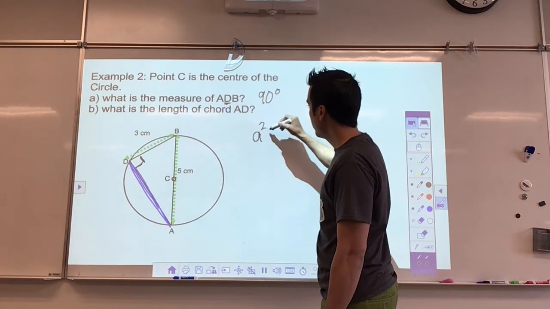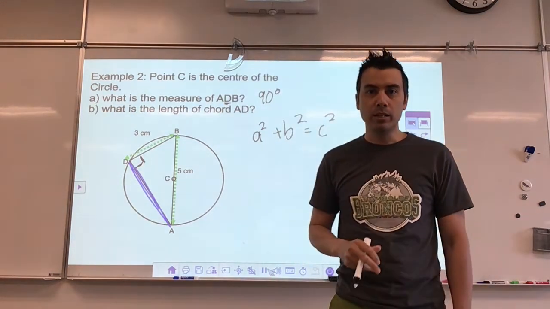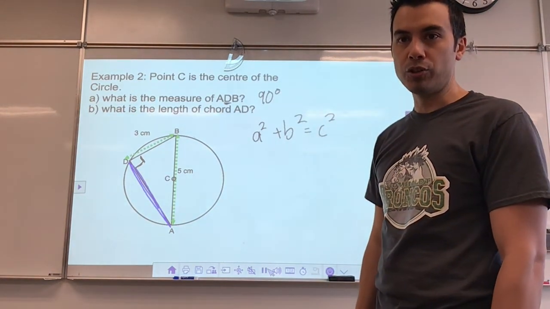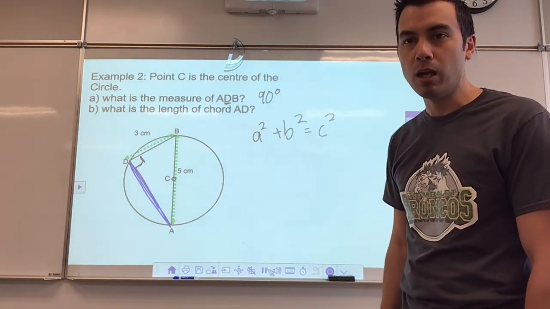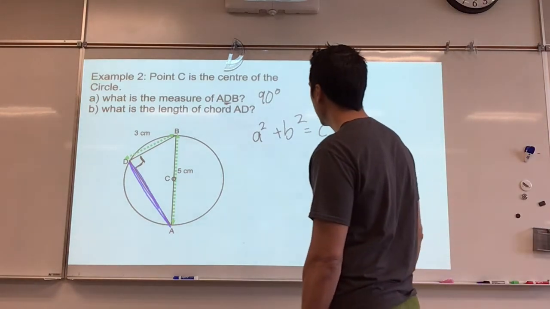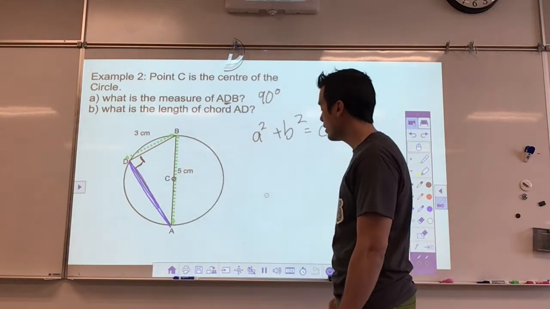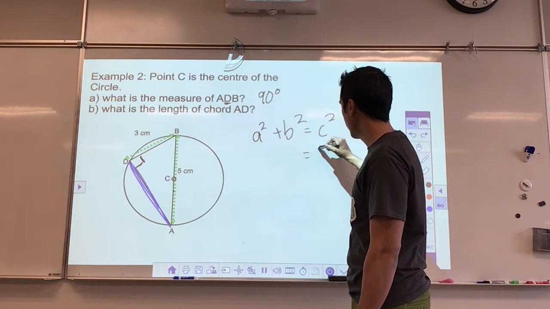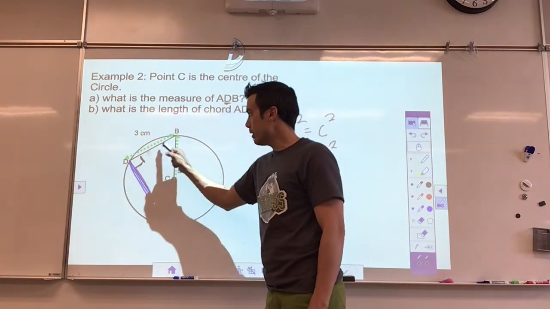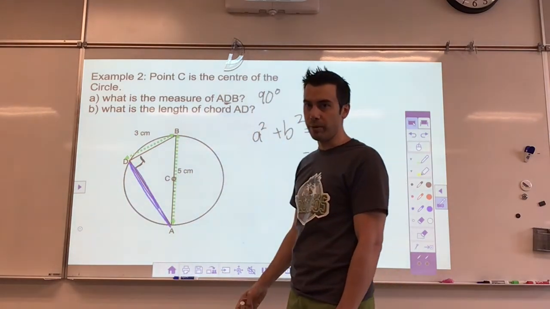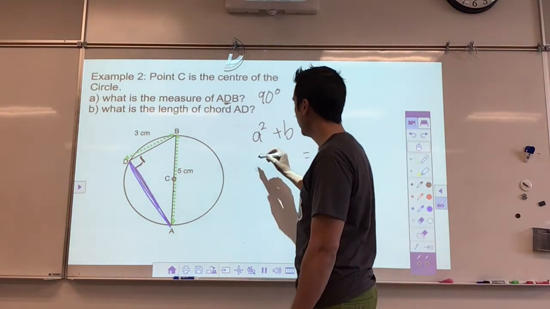So I have a squared plus b squared equals c squared, where a and b relate to the two legs of a right angle triangle, or the two shortest sides, and c relates to the hypotenuse, the longest side of a right angle triangle. So I'm going to do the longest one first because it's my c value. It is 5. So I'm going to put a 5 there, and that's squared. And the 3 is one of the legs, one of the shorter sides of the right angle triangle. It can go in for a or b. It doesn't matter which.